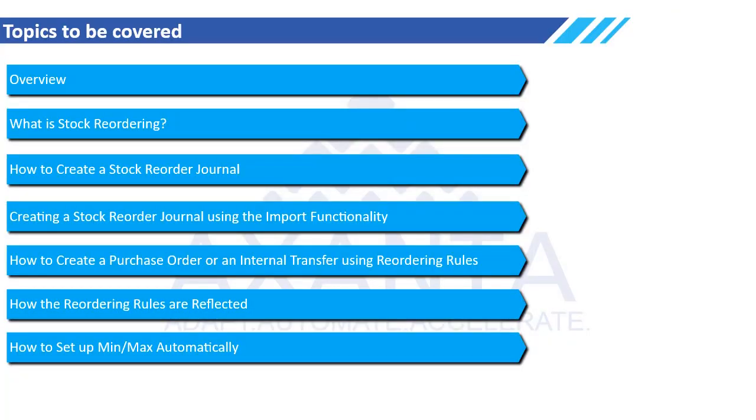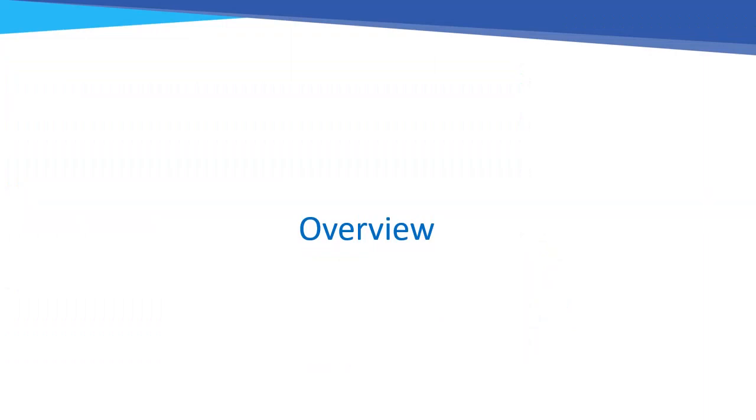In this video, the following topics will be covered. In this video tutorial, we will understand what stock reordering is and how to create a stock reorder journal. There might be products whose market never goes down, so you want those products to always be in stock so that their supply is not interrupted. Axanta ERP helps to set a rule called reordering that monitors and replenishes the stock when it goes down to a minimum quantity.